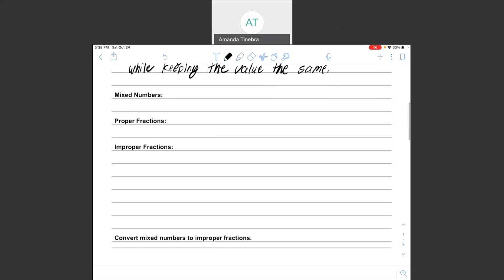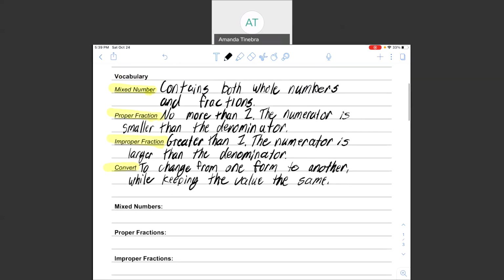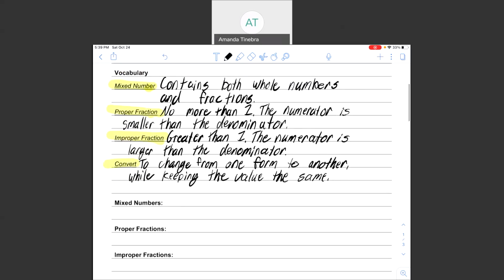We're going to start today by talking about some examples of mixed numbers, proper fractions, and improper fractions. So a mixed number is a number that contains both whole numbers and fractions. An example of this could be 4 and 1/8. We have a whole number part with the 4 and a fraction part with the 1/8. It might be 6 1/2. Might be 313 and 2/101. Any number that has a fraction part and a whole number part is called a mixed number.